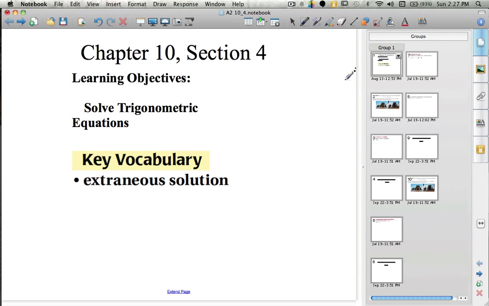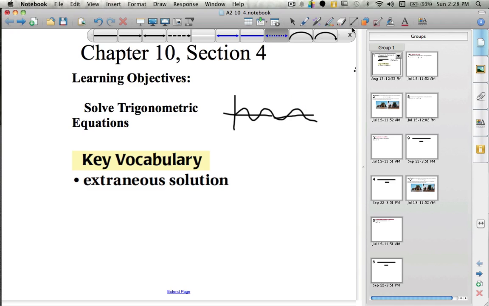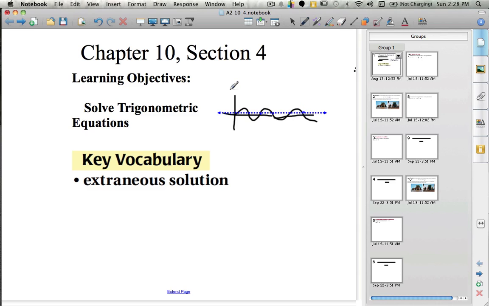In Section 4 we'll be working to solve trigonometric equations. If you remember, trigonometric equations go on and on. If I graph them, they go on and on and on. And if we look at a specific solution like this, you'll notice that I have lots of solutions. I have a solution here and here and here and here and here and here for a value of y equal to some value.